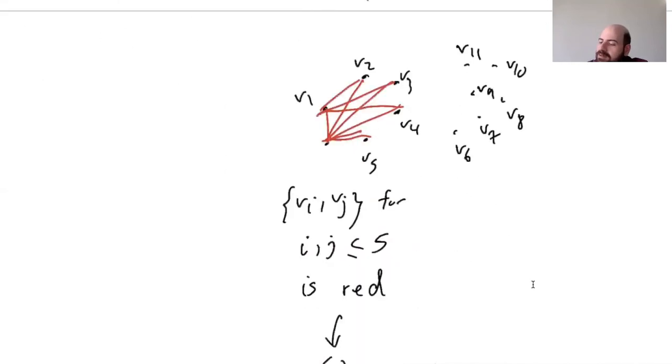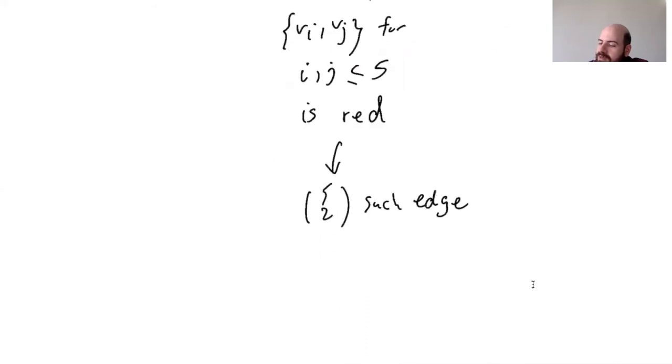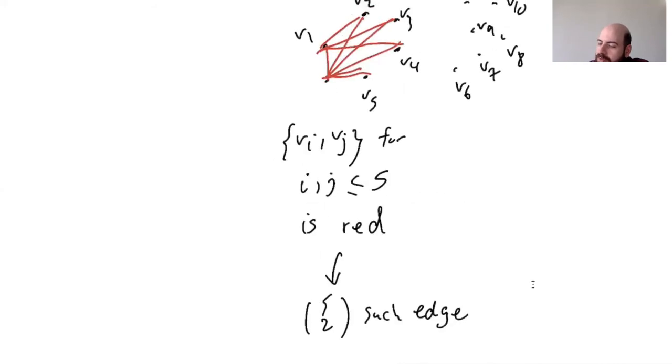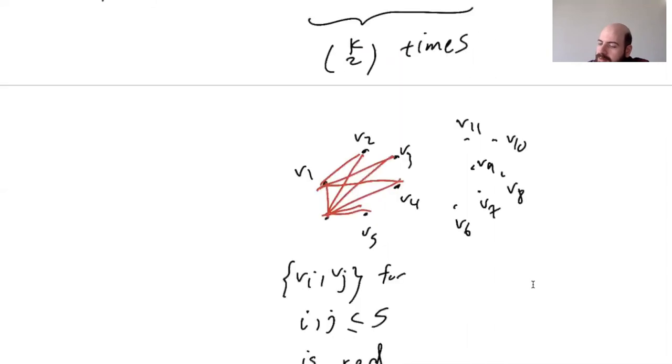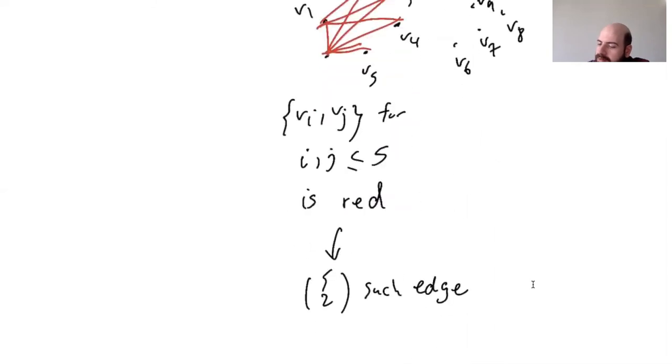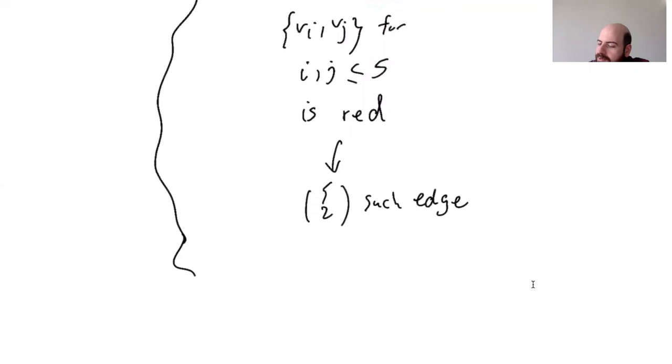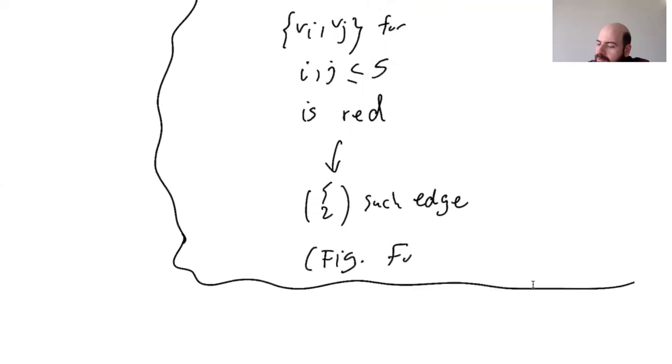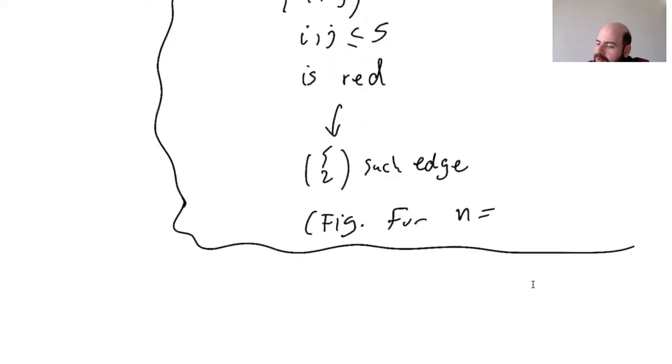So here, this is basically the picture or figure. Let me write here that this is the figure for n equals, how much was it? 11, and my k is 5.